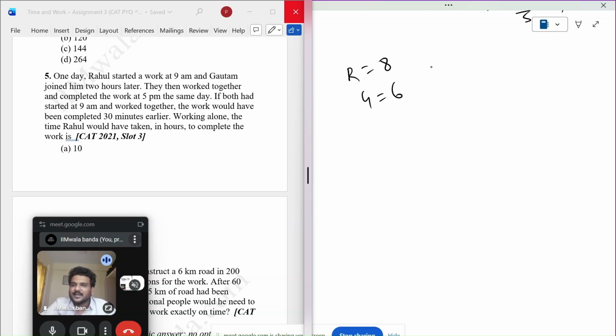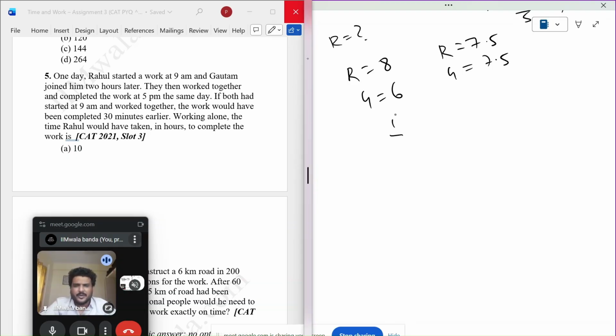If both had started at 9 a.m., the work would have been completed 30 minutes earlier. So again, Rahul started at 9 a.m. and completed 30 minutes earlier. So he worked 7.5 hours, and the same time, 7.5 hours. And then again the work is getting done. So alone, how much time will Rahul take?